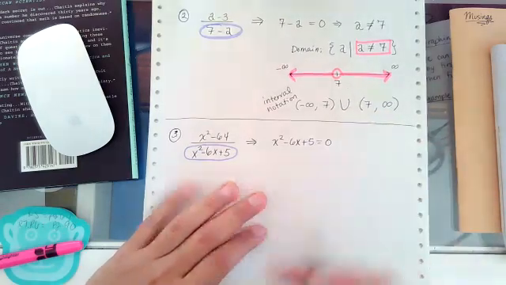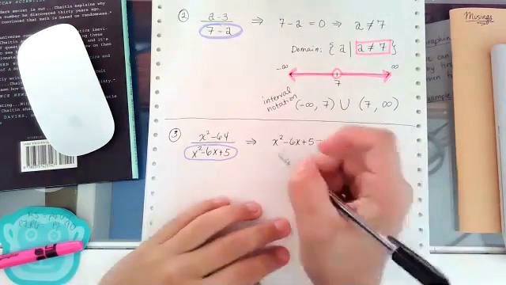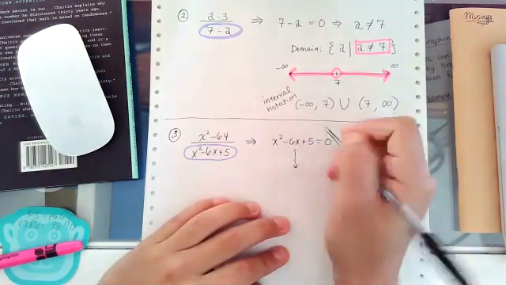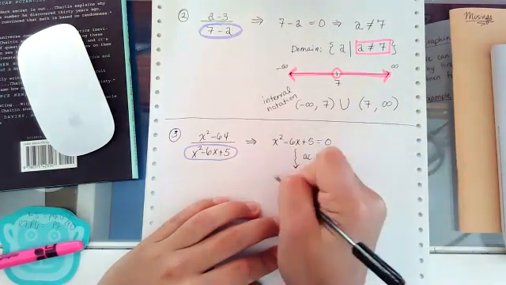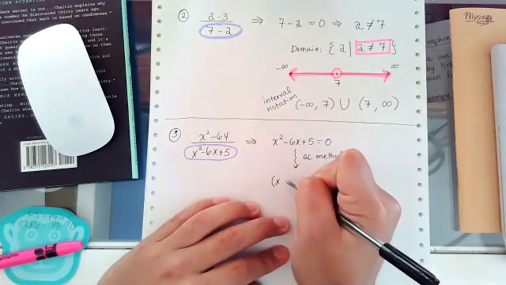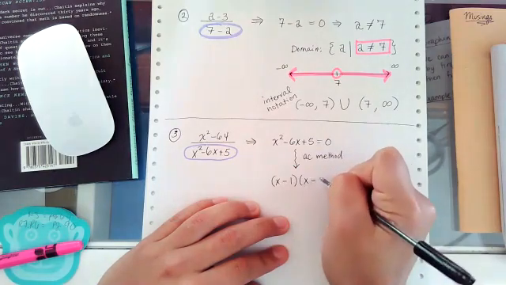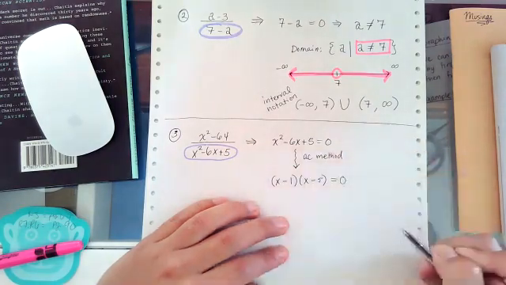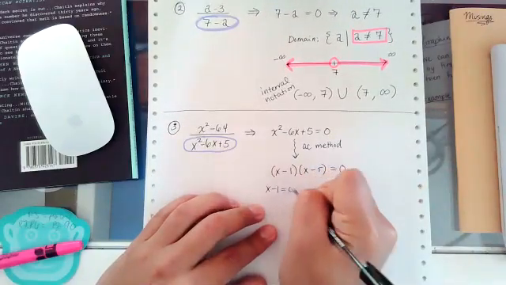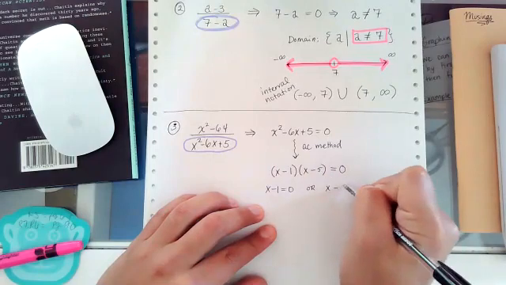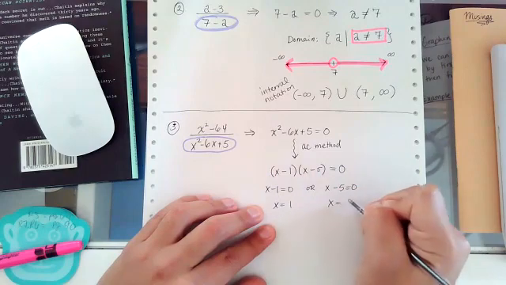And then there are two ways of approaching this. You could have put it into the quadratic formula, and I think that this one's factorable, so I'm going to factor it. I would have used the AC method. I would have factored this into x minus 1 and x minus 5 equals 0. Then you can use the zero factor property to say x minus 1 is equal to 0 or x minus 5 is equal to 0. And then that's x equals positive 1 or x equals positive 5.